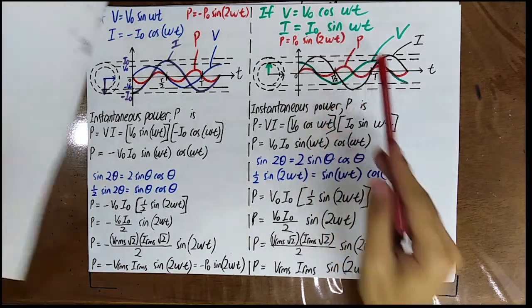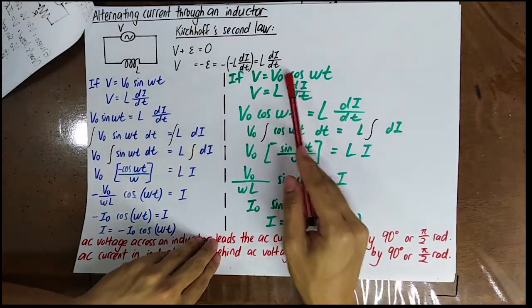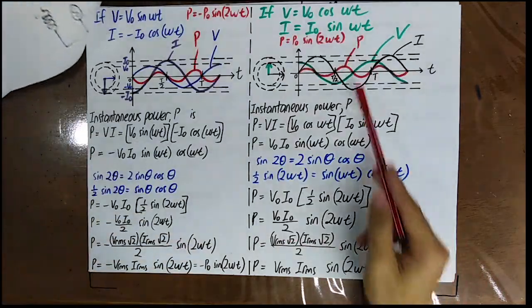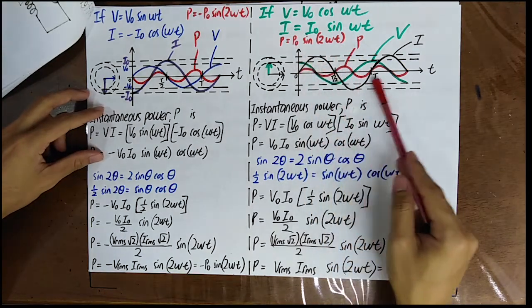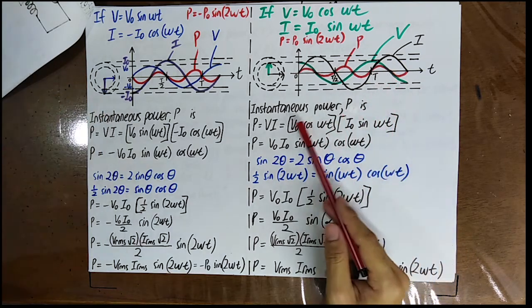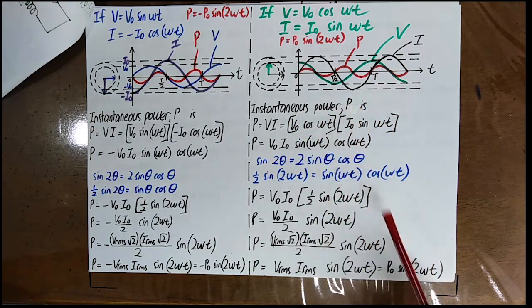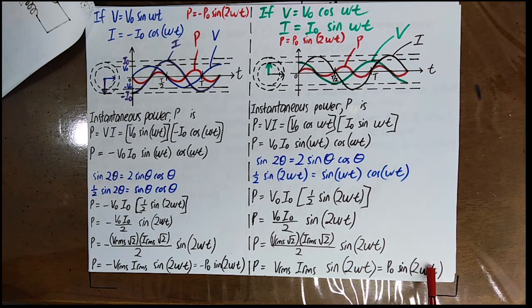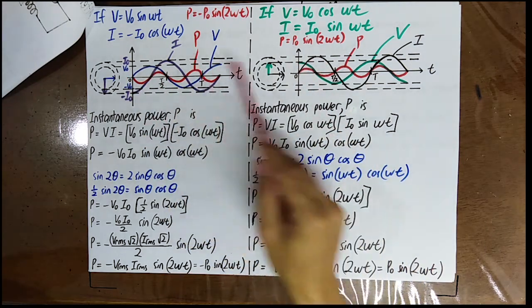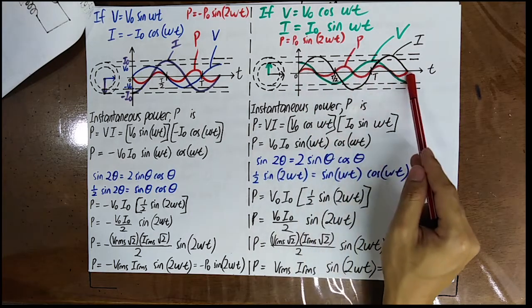On the other hand, if V is given as this function, I is this function. So you also can plot them on the graph here. And then you also need to remember that the instantaneous power now becomes the positive sine function. Just now is negative, now is positive. And then the angular frequency also doubles. So just now is negative sine function, now is positive sine function.